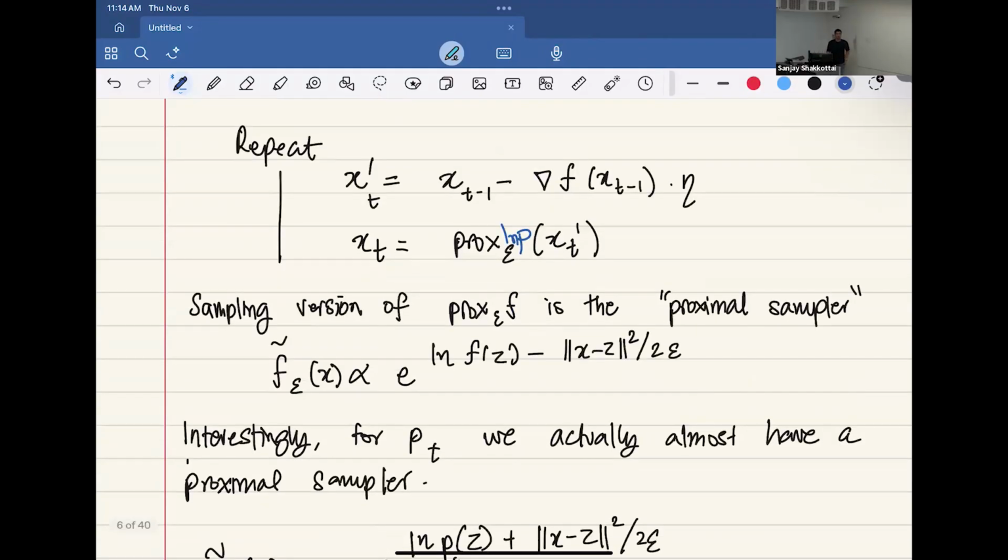You're defining the maximum probability of x given the measurement. Right. But this is not a sampling algorithm. This is just the optimization algorithm. And this is pretty well known.